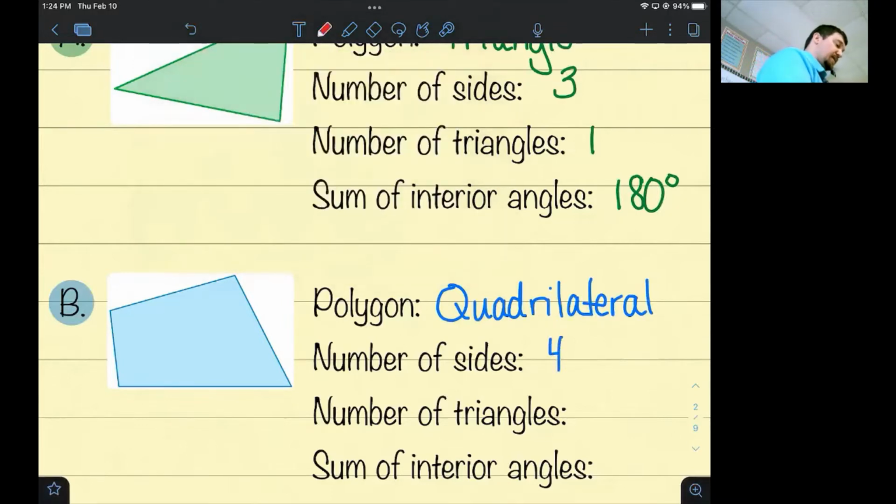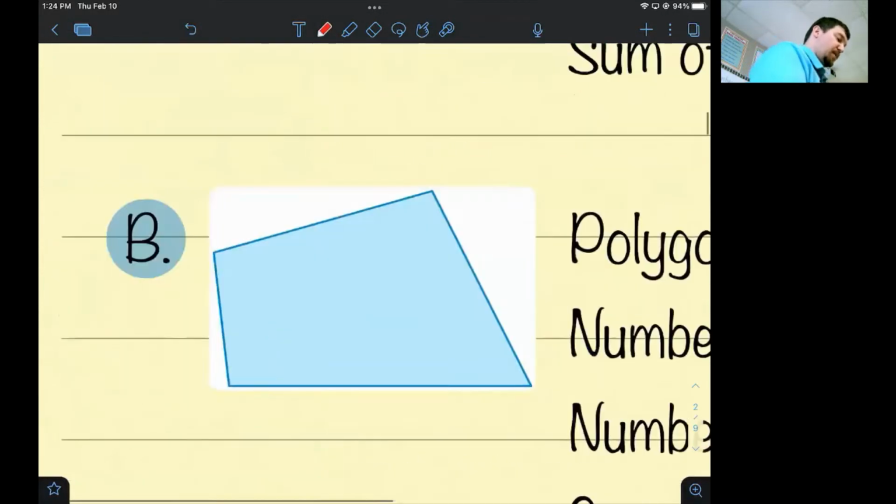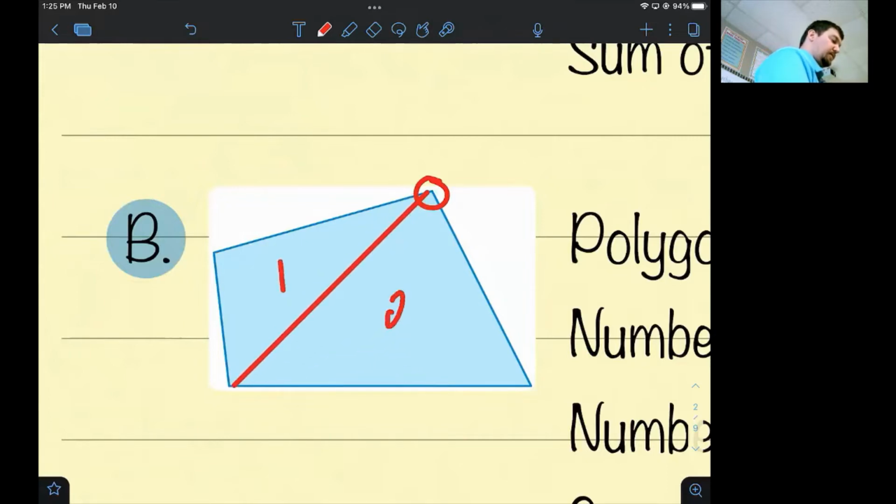Pick one of the vertices, it does not matter which one, and put a circle around it. Connect lines to all the non-adjacent vertices. Now you can connect the adjacent vertices if you want to, but they already are connected, so that's just a waste of time. There's only one non-adjacent vertex, and if you draw a line connecting it back to the vertex you just circled, that can actually split this into two triangles. Now, depending on which vertex you circled, your two triangles are going to look different, but it doesn't matter because each of them have 180 degrees.